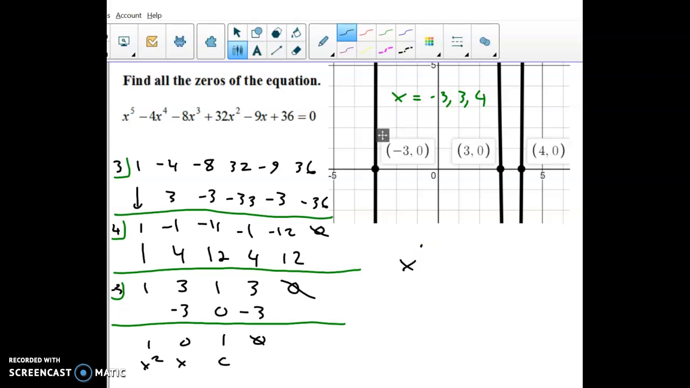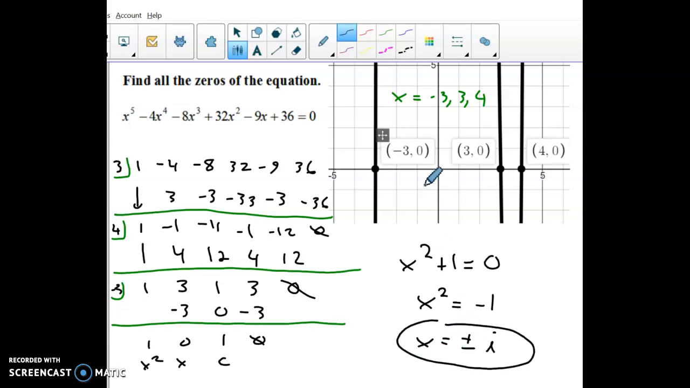So we have x squared plus 1, and we got to solve that, which luckily we don't need to do quad formula. We can just do algebra steps: -1, take the square root of both sides, so we get plus or minus i as our last 2 answers. So our full answers are these 3 plus or minus i, 5 answers. It's about as hard as it gets on the test.